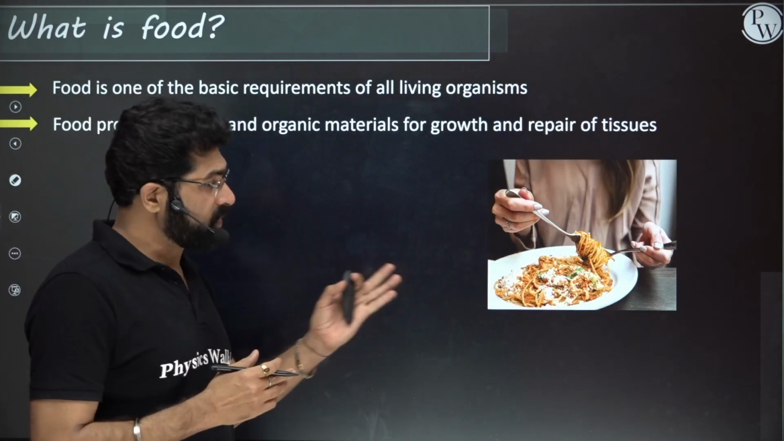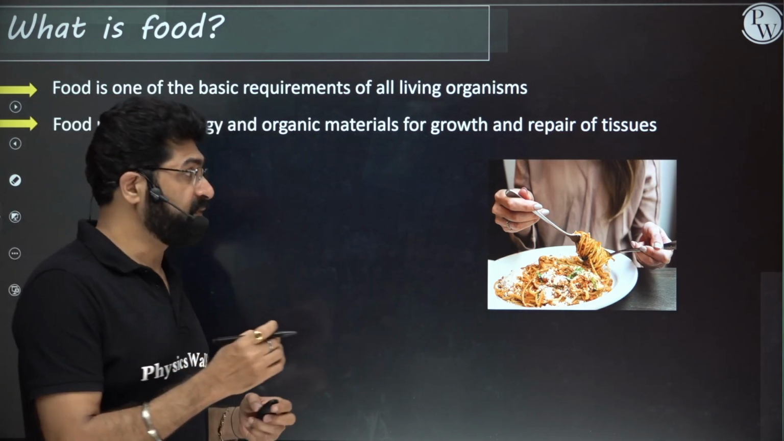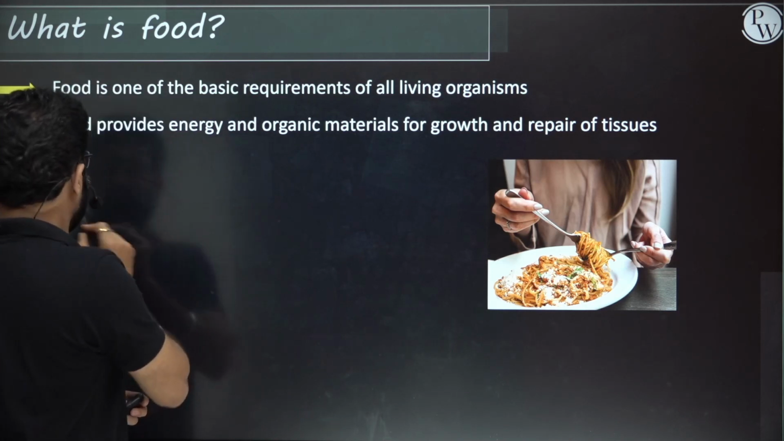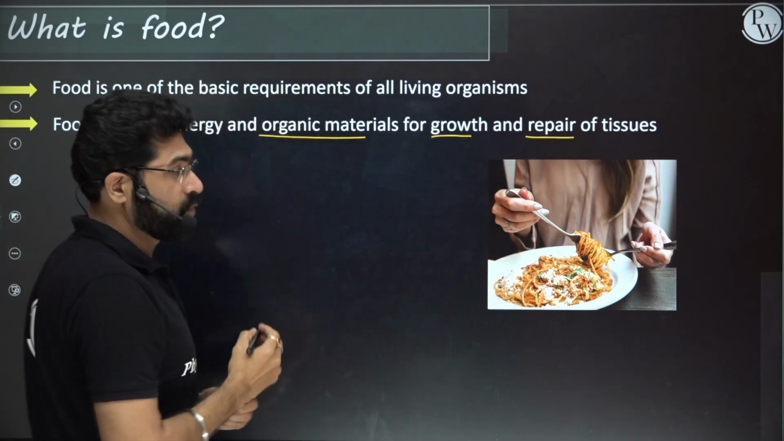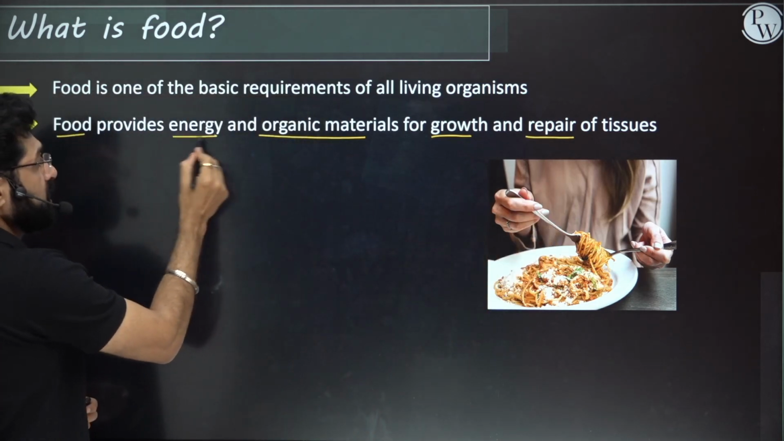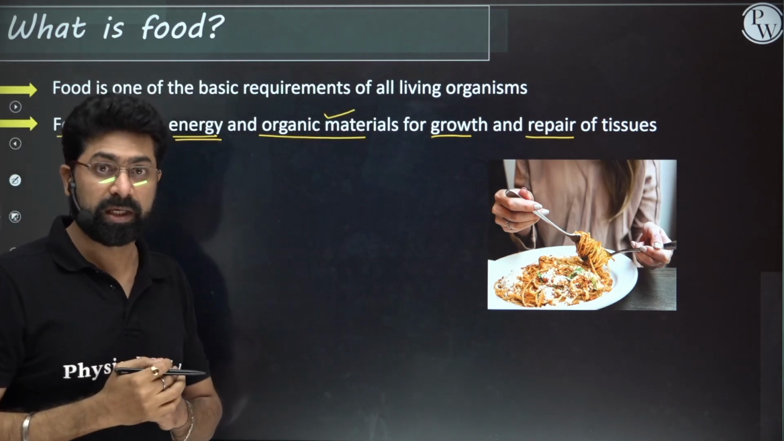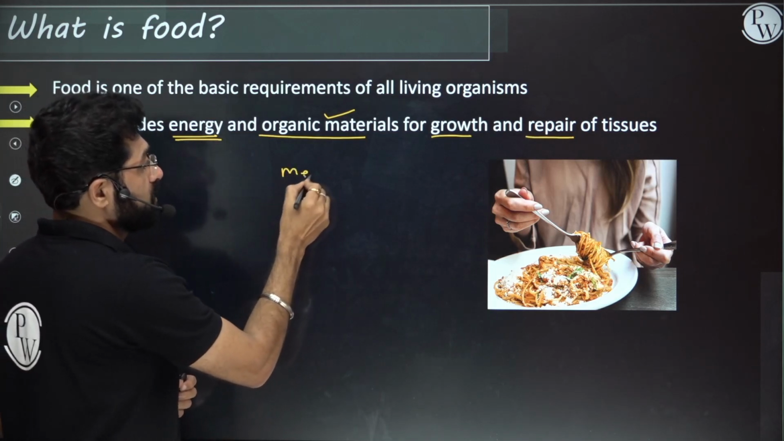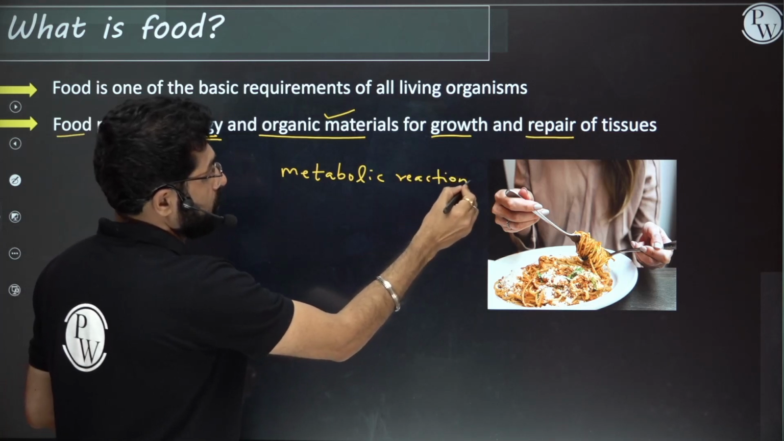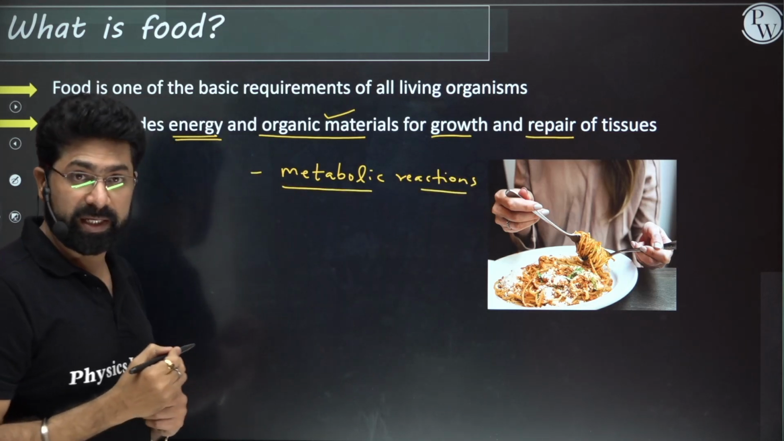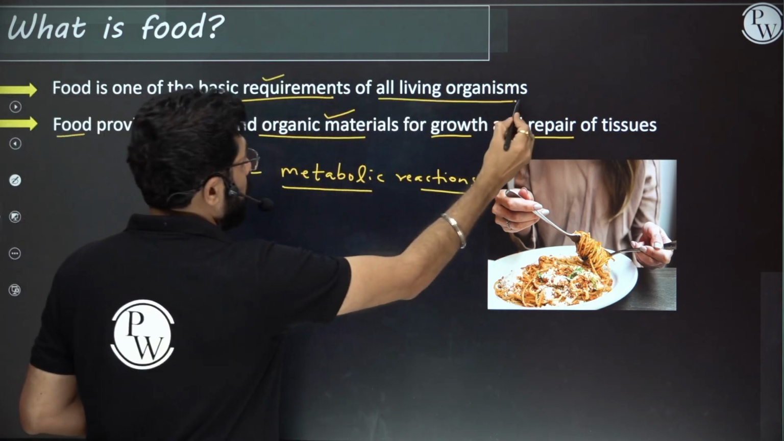So what is food? Anything which you eat is food, or the food is the component which gives you some growth or gives you some components which help you to grow and repair your tissues. Yes, you understood right. Food will provide you energy and some organic materials for growth and repair of tissues. Even some metabolic reactions are going to happen because of the components released from food. It is involved in metabolic reactions. It is the basic requirement of all living organisms.